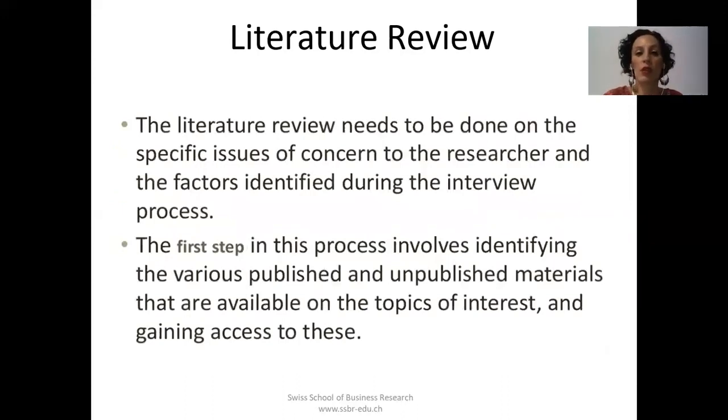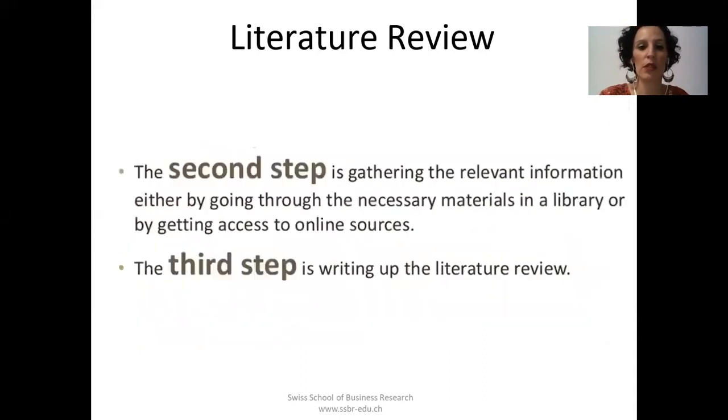So to begin with, the literature review has to be done on specific issues of concern to the researchers and the factors that are identified during the interview process. And there are various steps that have to be followed. The first step in this process involves identifying the various published and unpublished materials that are already available to you. So perhaps a professor's thesis is not available in the library because they're still working on it, or perhaps you can reach out to that person who is a specialist in a specific topic, and you can have access to the information that is going to be included in the thesis, for example.